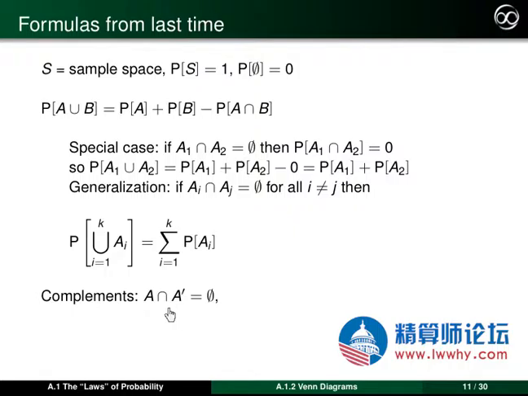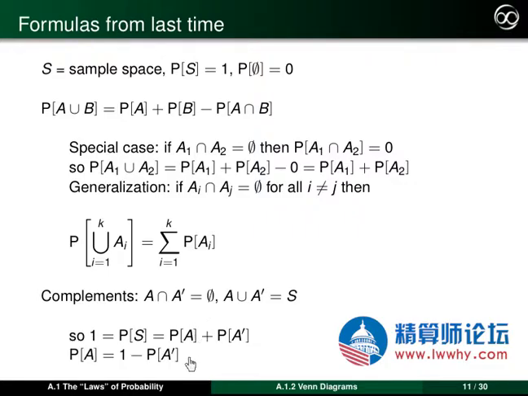We also talked about complements. Sorry, we said A and A prime are complements means their intersection is the empty set, their union is the whole space. And so 1, the probability of the whole space, is the sum of their probabilities. There's no intersection to adjust for because the intersection is empty. And you can solve for one in terms of the other. You get the probability of A is 1 minus the probability of A prime, and vice versa. The probability of A prime is 1 minus the probability of A.